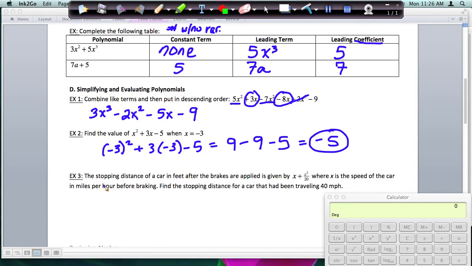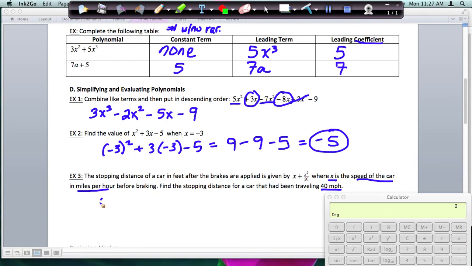The last example says the stopping distance of a car in feet after the brakes are applied is given by x plus x squared over 20, where x is the speed of the car. Always see what the units are for your variable, and x is speed in miles per hour. Find the stopping distance for a car that had been traveling 40 miles per hour. So I have my speed, and that's what I'm plugging in for x.